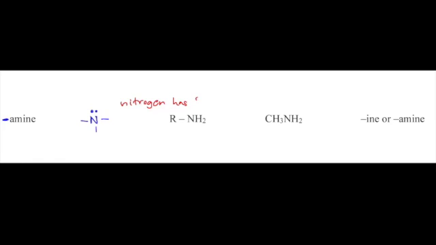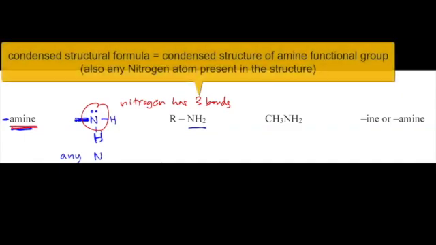and 1 lone pair. For the amine functional group, the most common is to have 2 of those bonds to hydrogen and then 1 bond to the rest of the molecule. So this would be shown in the condensed structure as just NH2. Anytime there is a nitrogen in the organic molecule, that's considered an amine functional group. Doesn't always have to be NH2.